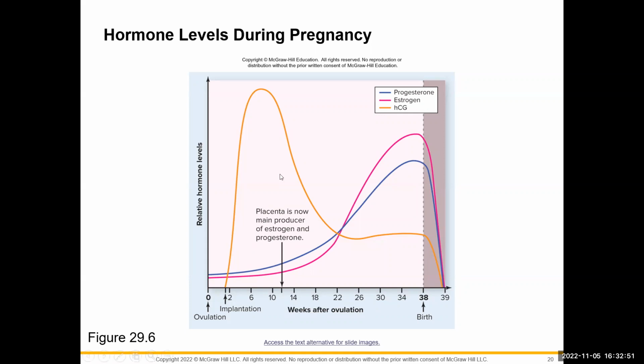And then by the time the placenta is ready to go, and that's usually at around the 3-month mark, our HCG levels kind of decline, but that's no problem, because now we have the placenta producing enough progesterone and estrogen to take over for the corpus luteum, and then the corpus luteum can go on and degenerate, and then we don't need it anymore. And so then it'll transition into the corpus albicans, then eventually into scar tissue, and it'll go away.